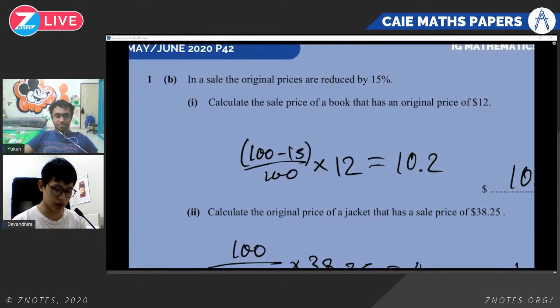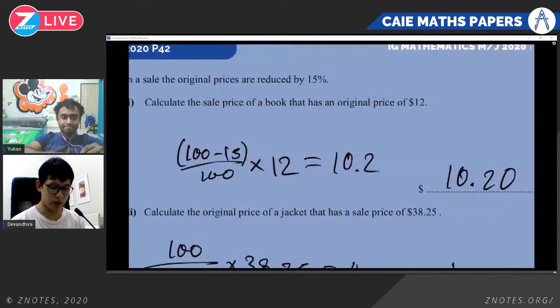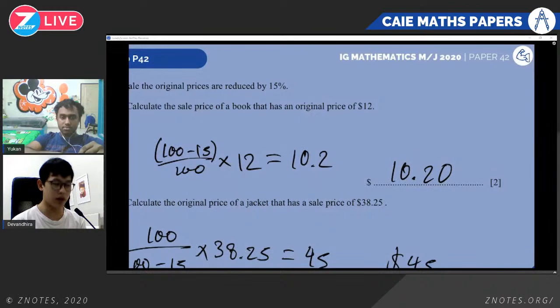Or in other words, it's 100 minus 15, which is 85. Because it's a percentage, you divide by 100. Then you multiply that by 12, and you should get 10.2. But don't forget, when you're writing in money or in dollars, it's 2 decimal places. Right, Yugan? Yep, that's correct.